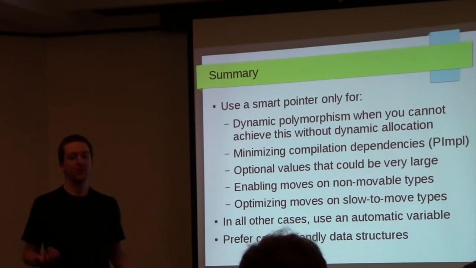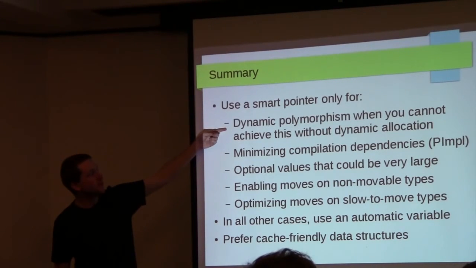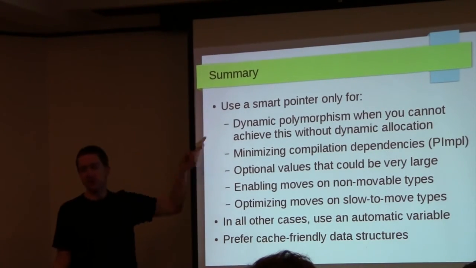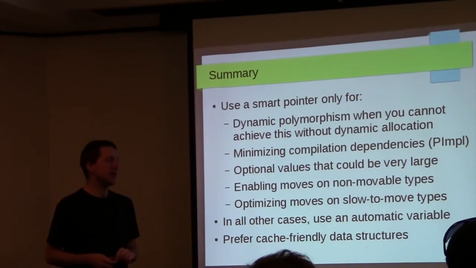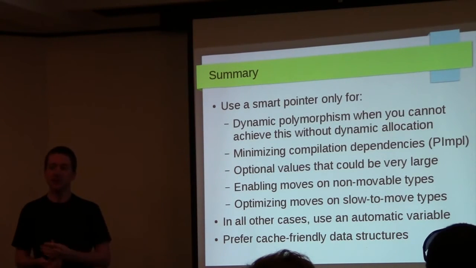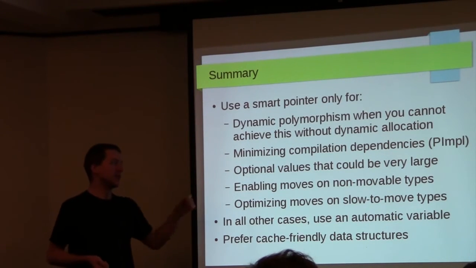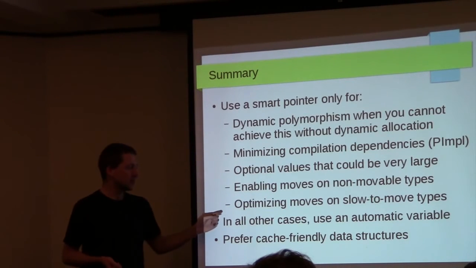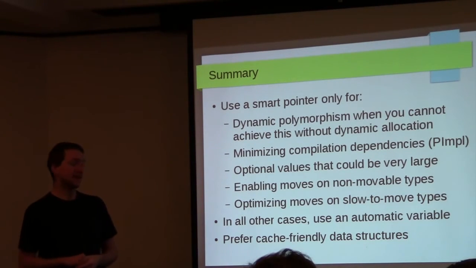So in summary, you should use a smart pointer only for dynamic polymorphism when you cannot achieve this without dynamic allocation, so returning from a function or storing the data. Minimizing compilation dependencies, Pimpl, what I just talked about. Optional values that could be very large and you expect them to not be there very often. You can save a lot of space that way. You can enable moves on non-movable types. You can optimize moves on slow to move types. And in all other cases, I would say use an automatic variable.